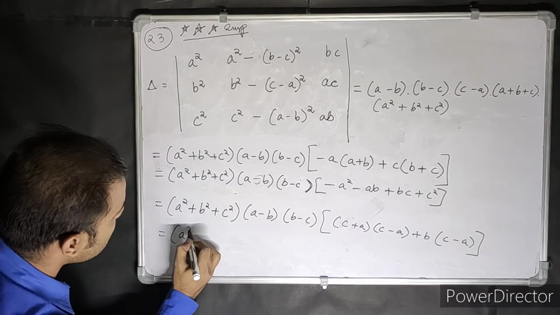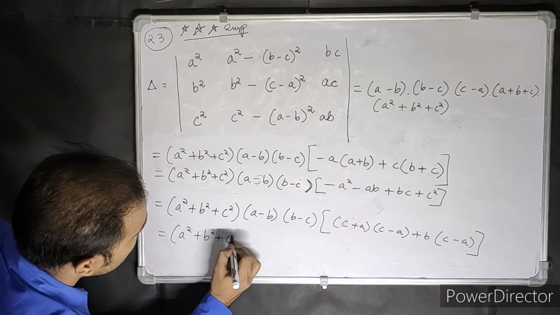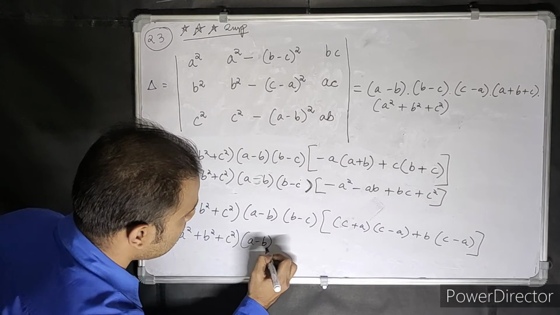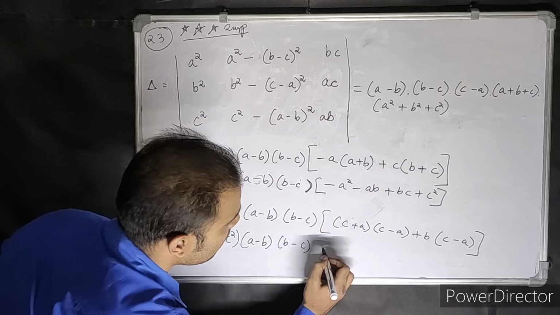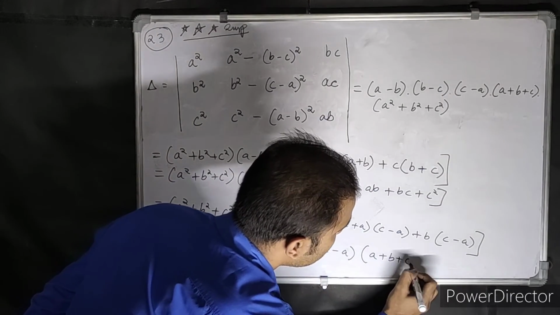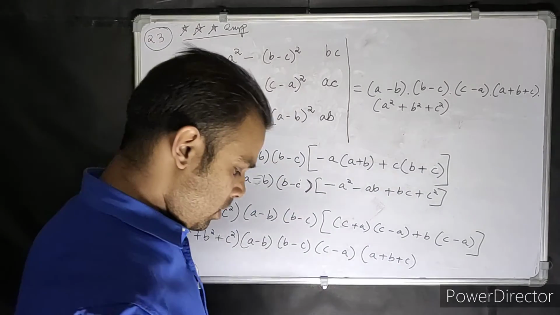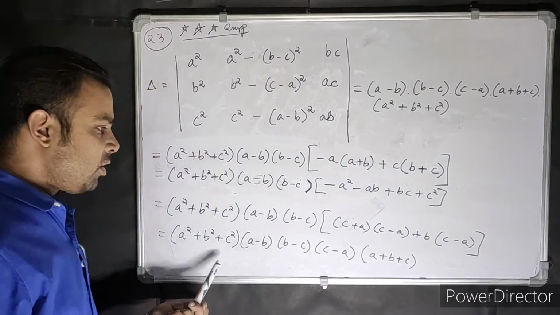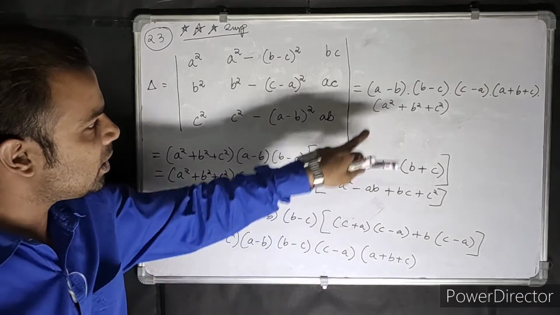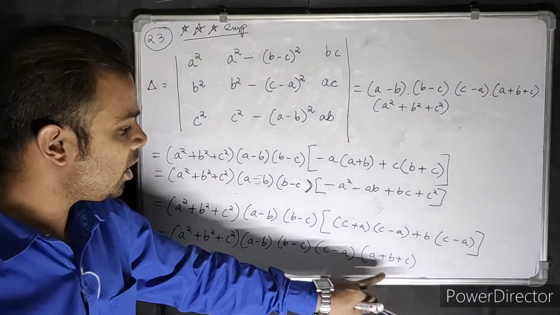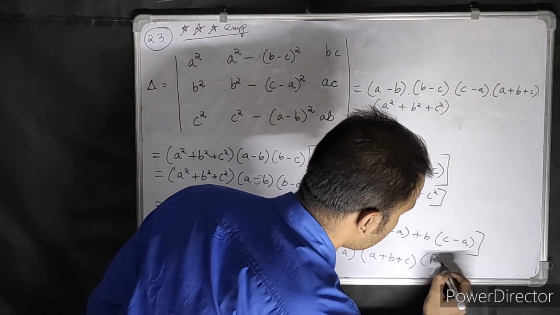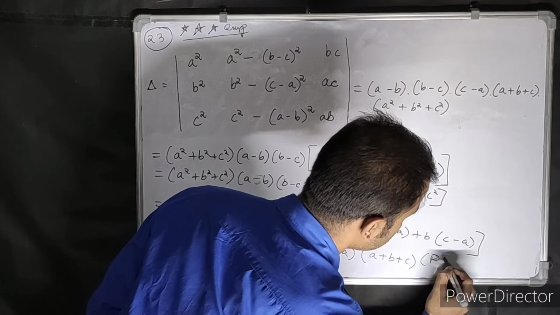So now from here, a square plus b square plus c square, into a minus b into b minus c into c minus a into a plus b plus c. That's your final answer. And look, a minus b, b minus c, c minus a, a plus b plus c, a square plus b square plus c square. Right, proved.